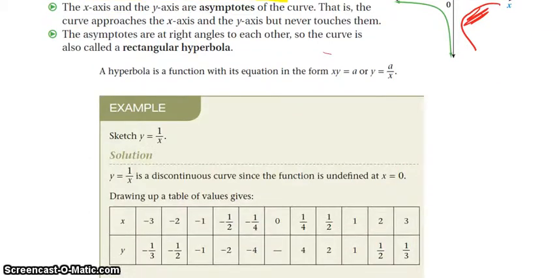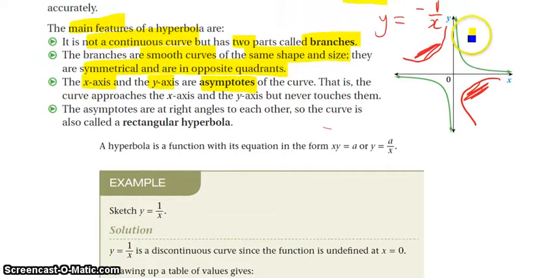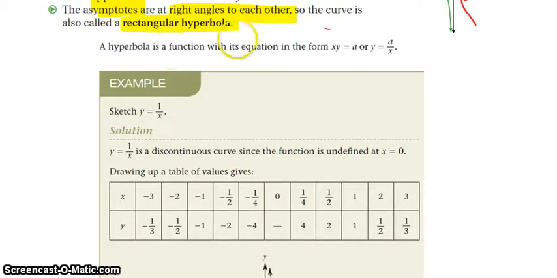Also, the x and y axis are asymptotes, and we've seen that word before, and that just means that these lines, they never actually touch. They get very close, as you can see here, but they never touch, and they can't touch them. As the curve approaches the x and y axis closer and closer, it never touches, but the asymptotes are at right angles to each other. So the curve is also called a rectangular hyperbola. That may be something you didn't know before.